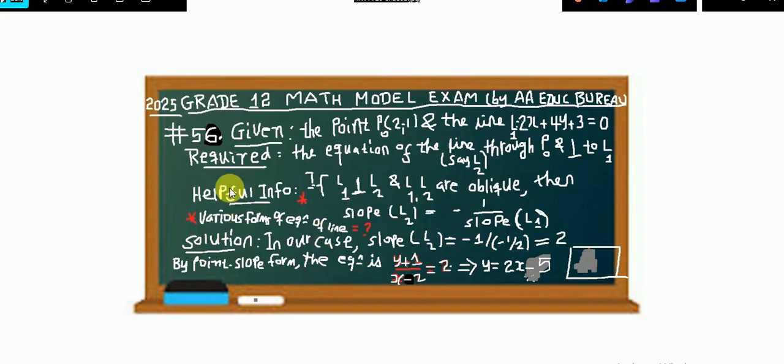What other information do we need to solve the problem? Various forms of equations of lines. In the present problem, what form is needed? Since the information we have about L2 is a point and slope, we have to use point slope form. We know one point which lies on L2, the point P0, and we know slope of L2 is 2.